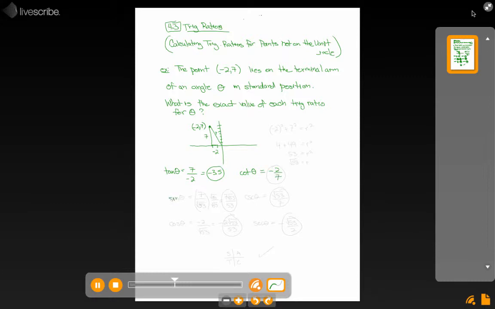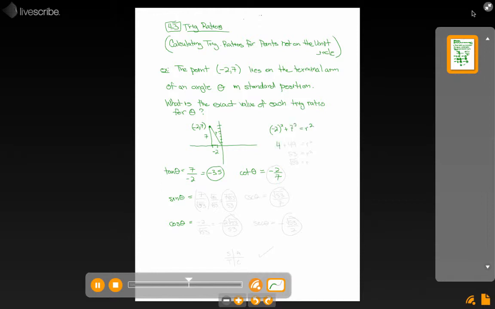Now if I want to do sine, cosine, and their reciprocals, I actually need a bit more information, and that is I need the length of this hypotenuse. Often I call it r for the radius. Sometimes you can call it h for hypotenuse if you're using SOHCAHTOA. But you will need to do -2 squared plus 7 squared equals r squared.